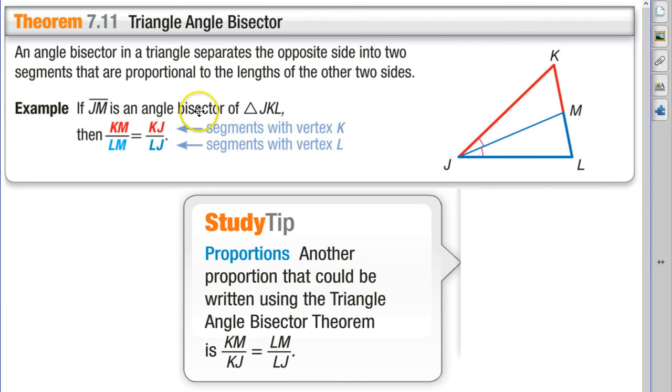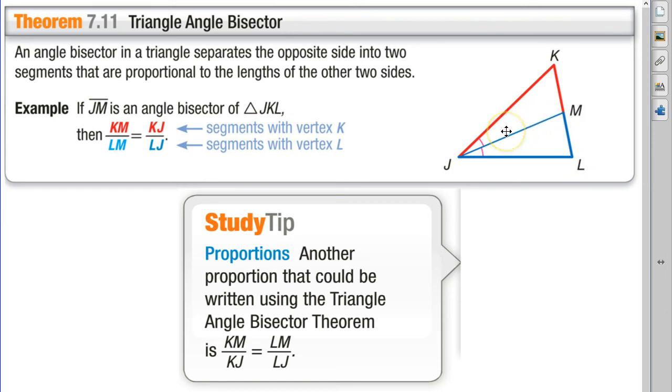So an angle bisector in a triangle separates the opposite side that it crosses through into two segments that are proportional to the lengths of the other two sides. Now again, this all seems kind of weird and complicated when you read it. But here's what you have. You have JM, angle bisector, and then you have one side that's cut into two parts, KM and LM.